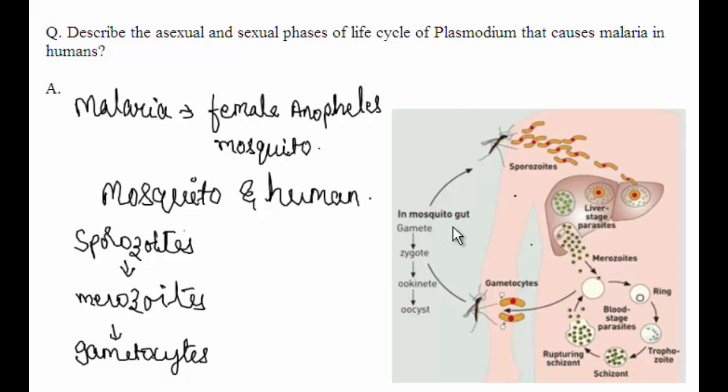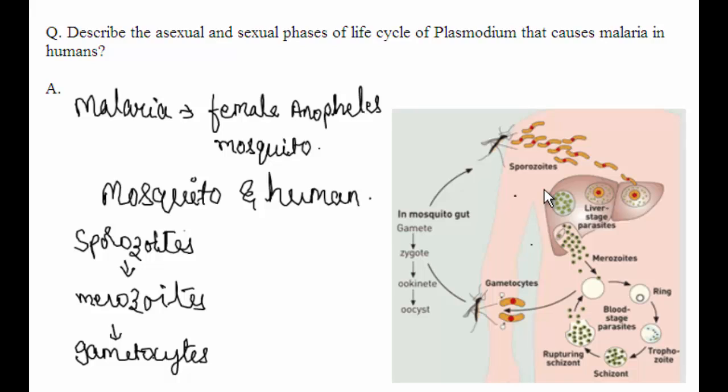So here you can see in the mosquito gut, these sporozoites form by fertilization inside the intestine of the mosquito, and these sporozoites are stored in the salivary glands of the mosquito. So from the intestine of the mosquito, it then goes to the salivary glands where these sporozoites are stored.